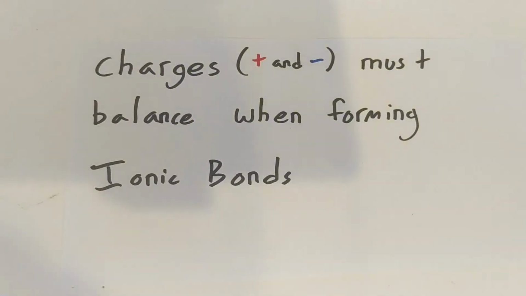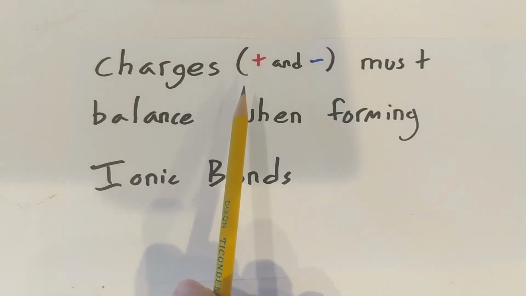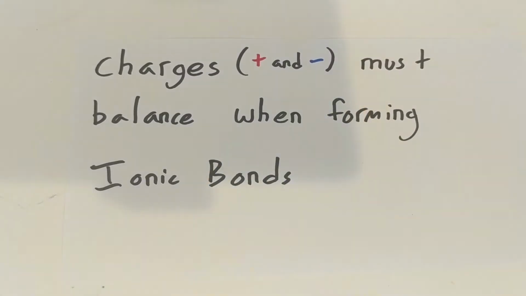We've talked a lot in this class about ions and how to determine the charge on your ion. So now we're going to be going into how these ions form ionic bonds. And when these ions form ionic bonds, the charges, so the plus and the minus, must balance or cancel out when forming the ionic bond. So for some of them, it's really easy.